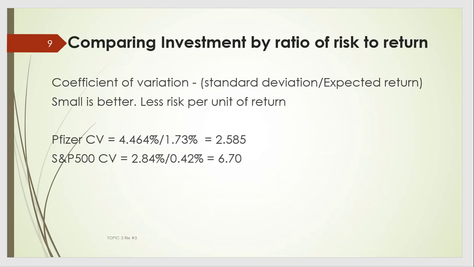So let's look at the coefficient of variation. We said before this is the ratio of the standard deviation divided by the expected return. So Pfizer's standard deviation was 4.464. Its return was 1.73. Its coefficient of variation is 2.58, meaning its risk is about 2.5 times its return. Excuse me for coughing. The coefficient of variation for the S&P is 2.84 divided by 0.42, which means the risk of the S&P index is about 6.7 times its return.